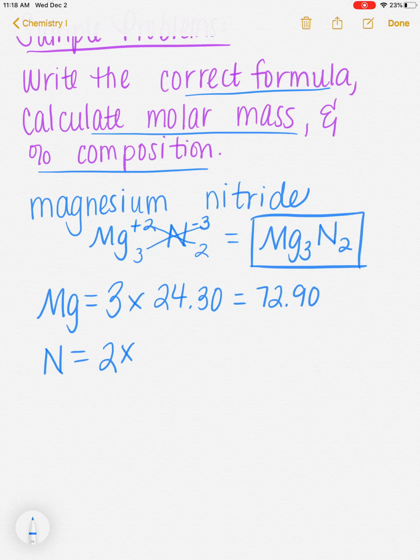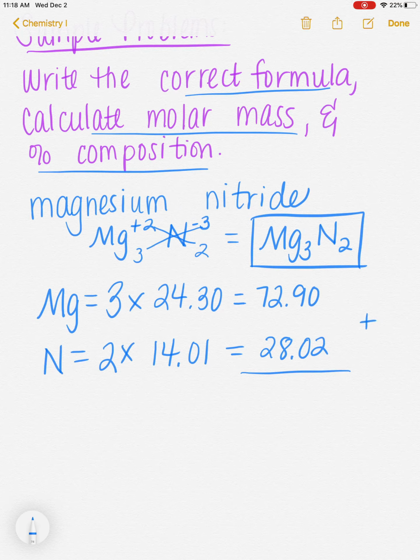Next, we look up what the mass of nitrogen is on the periodic table. When I look that up, I find the mass of nitrogen is 14.01. So I have to take 2 times 14.01, and that gives me 28.02.